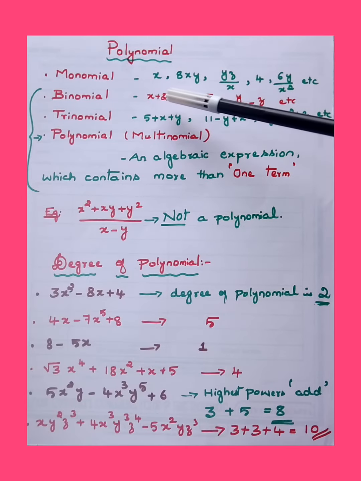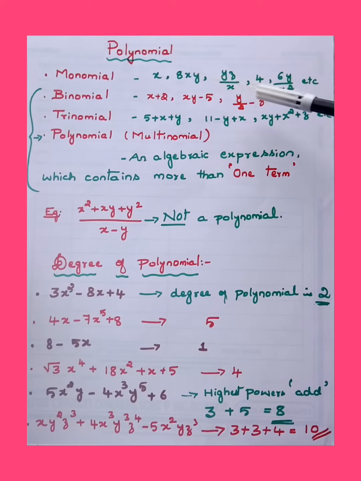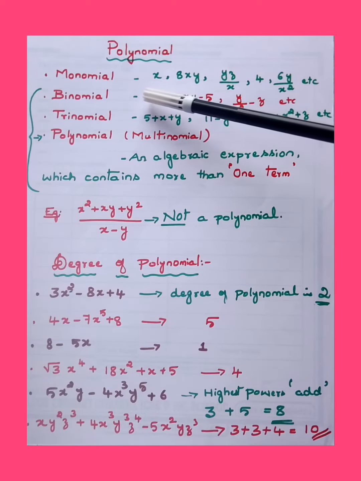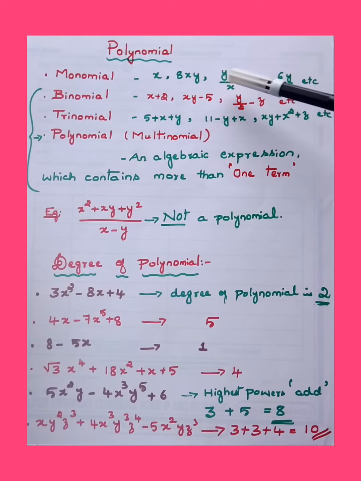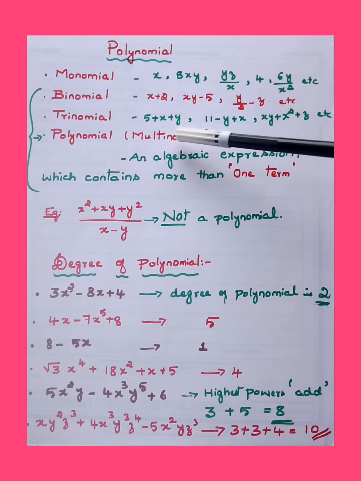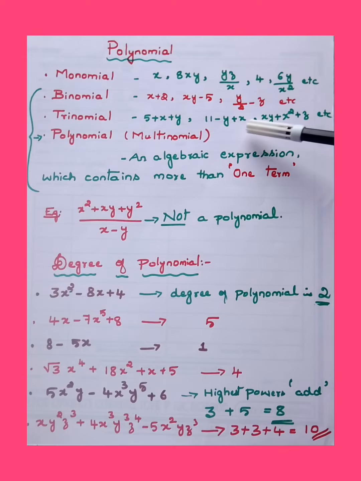Then what are binomials? An algebraic expression which has only two terms. x plus 2, see, one term, two terms. xy minus 5. Either a plus sign or a minus sign is inserted between the terms. And y by 2 minus z, etc. So these are binomials. Moving to trinomials, 5 plus x plus y, three terms. An algebraic expression which has only three terms is called a trinomial.